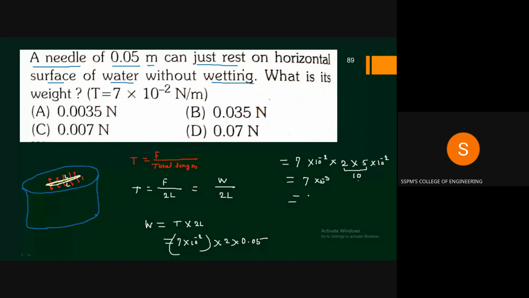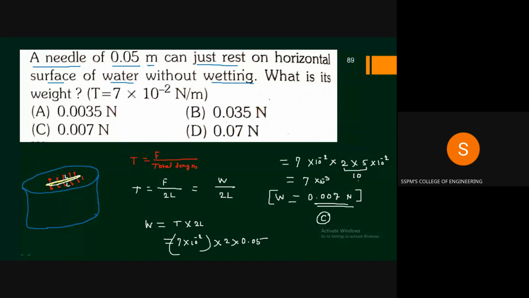If you write this in decimal, this will be 0.007 Newton. So this is the weight of the needle which is supported by the surface tension. If you refer to the options, the correct option is option C.